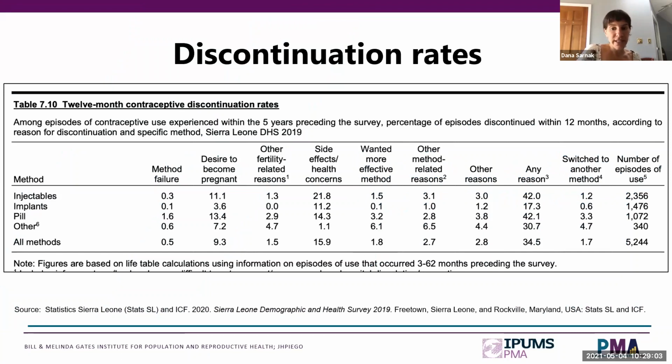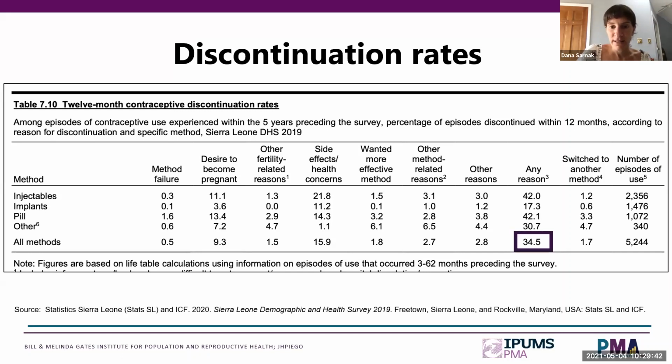The most common utilization of the contraceptive calendar, at least historically with DHS data, are calculating discontinuation rates of contraception, specifically 12-month discontinuation rates. So on the left, you have the DHS 12-month discontinuation rates for Sierra Leone. And these are in most of the DHS reports that are published these days. And you can see that this is defined as the percentage of episodes discontinued within 12 months, according to the reason for discontinuation there at the top, and by the specific method as the rows.